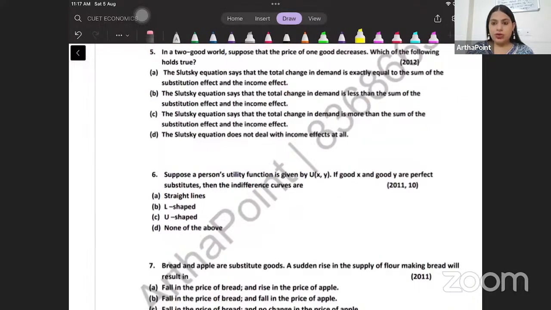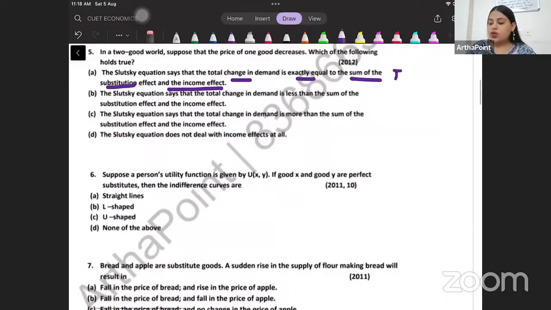In a two-good economy, suppose that the price of one good decreases, which of the following holds true? So, beta, all options are written in terms of the Slutsky equation. Look at the first option. Slutsky equation says total change in demand is exactly equal to the sum of substitution effect and income effect. Is this correct? Yes, this is correct. That total effect is substitution effect plus income effect. So this is correct, beta. Read the second one. Slutsky equation says total change in demand is less than the sum.